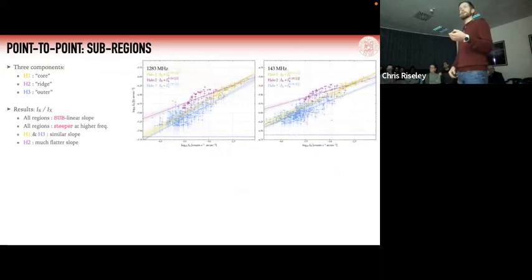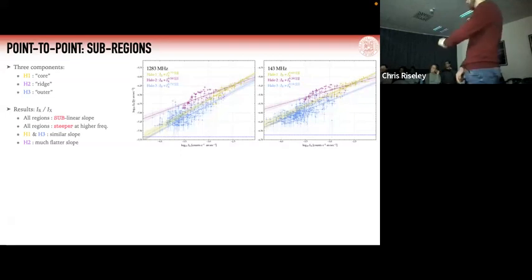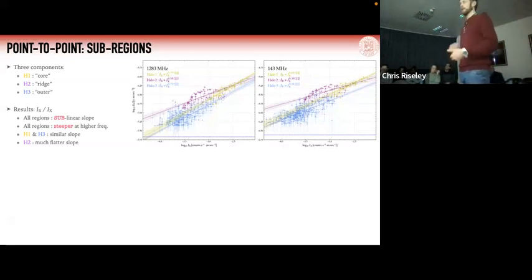And this is a complex plot that probably doesn't project super well. Every single one of the regions has a sublinear slope, and every single one of the regions is steeper at high frequencies, which tells us that we have spectral steepening. H1, the core, and H3, which has the larger scale component, have a very similar slope. Perhaps this tells us about the underlying physical processes or the microclimate, or perhaps this tells us that H3 fills a lot of the volume of the cluster and underlies a lot of H1. H2, conversely, has a much flatter slope.